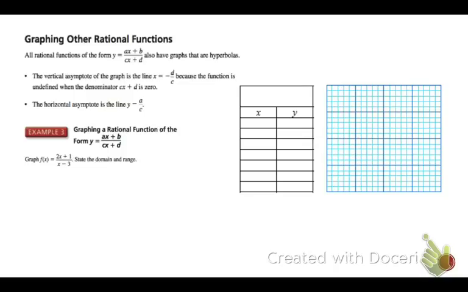All right, we're going to stop here, and we'll do the rest of the graphing notes tomorrow. So now you can work on your assignment.